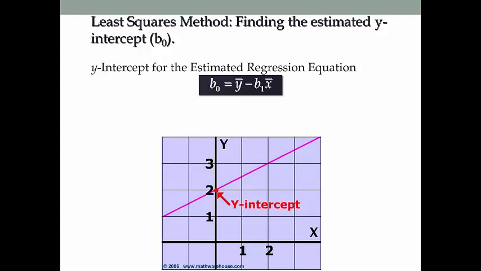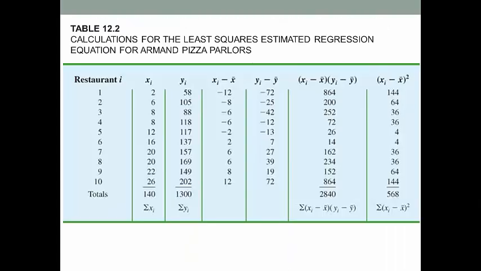Our formula for this is b sub 0, our y-intercept, is equal to y bar minus the slope times x bar, the sample mean for x. So the sample mean for y minus the slope times the sample mean for x. So once you figure out slope, finding this out is pretty simple.